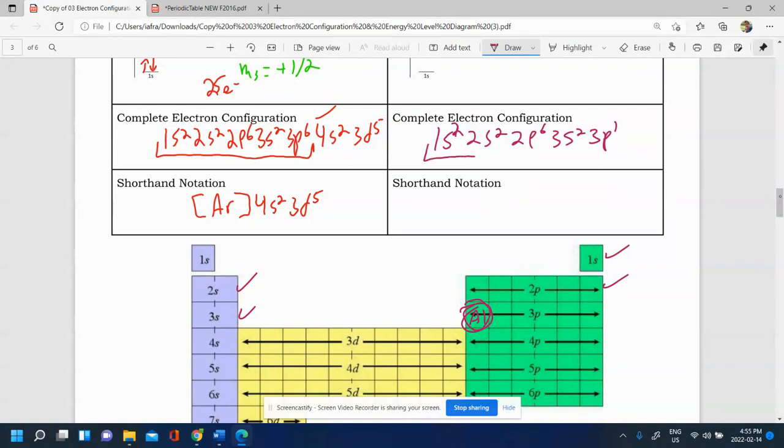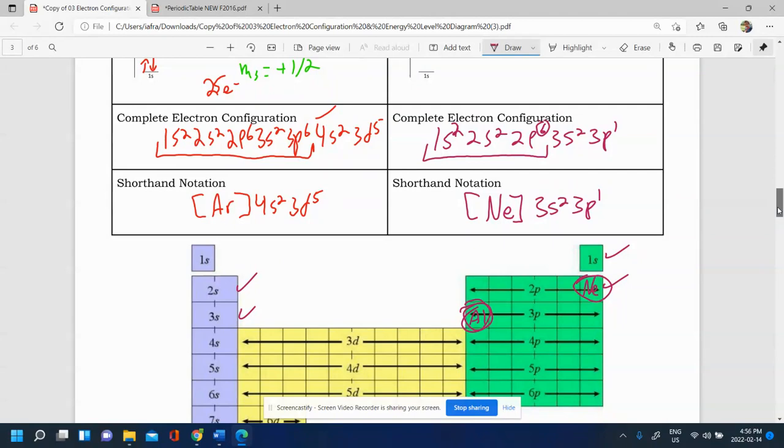Now, for the shorthand notation, we want to find the highest p level that's all filled up, and that would be up to 2p6. And we replace that by the noble gas that comes before aluminum, which would be right here. And in our periodic table, that's neon. So this is neon. And then we have 3s2, 3p1. Neon, 3s2, 3p1.